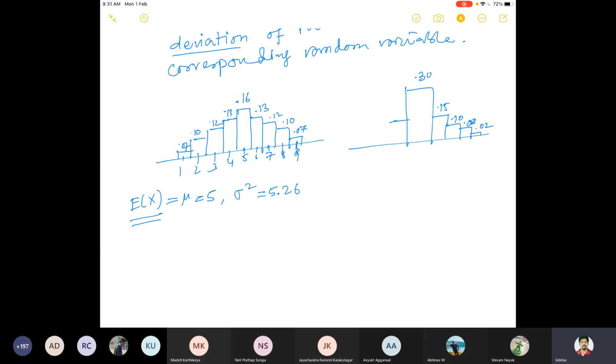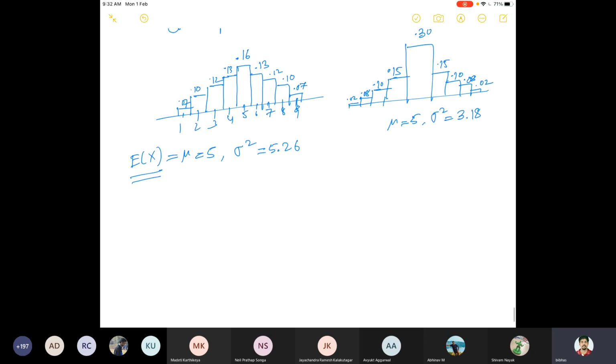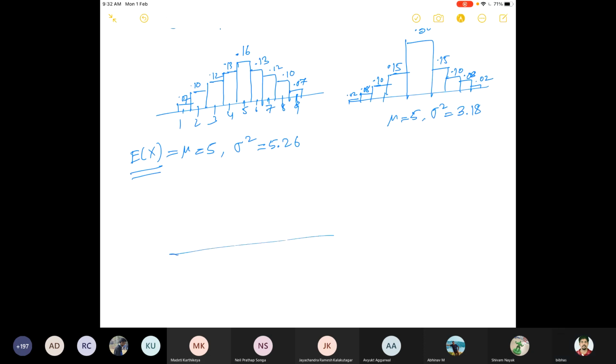So let's say here it is 1.5. Let's say this is also symmetric. So here you have 0.10. Let's say this is 0.08. Let's say this is 0.02. And if you compute the mean here, you'll find that the mu value is 5. And sigma square, I already have computed, will be 3.18. You can check that. Okay, let me draw another one. Let's say here it is.